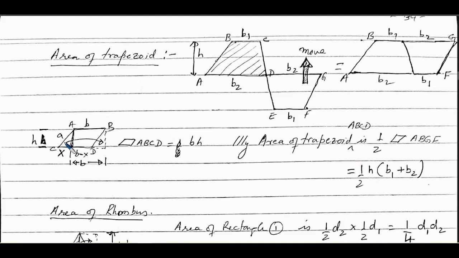Here I have shown some pictures. Just freeze your screen and see what I have explained: I can move it here and get a parallelogram, so it is base into height, the area of a parallelogram. But here I have taken two trapezoids, so I have to divide by 2. So this is the area of a trapezoid.